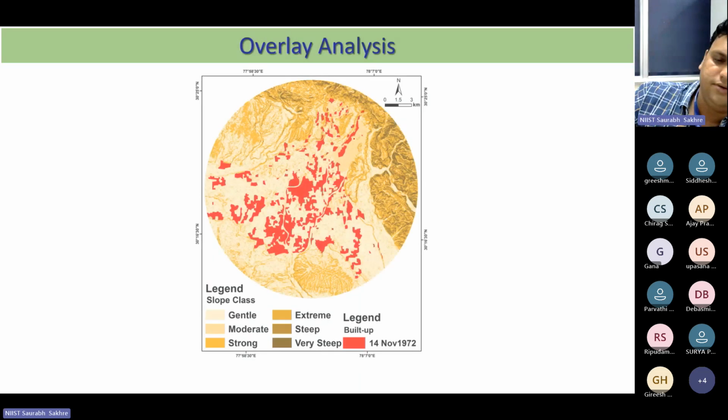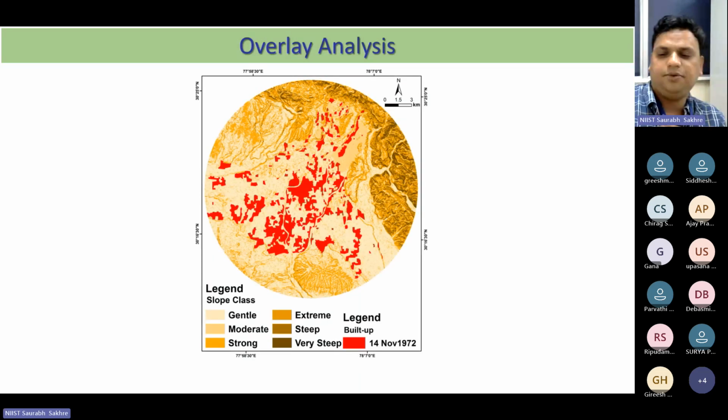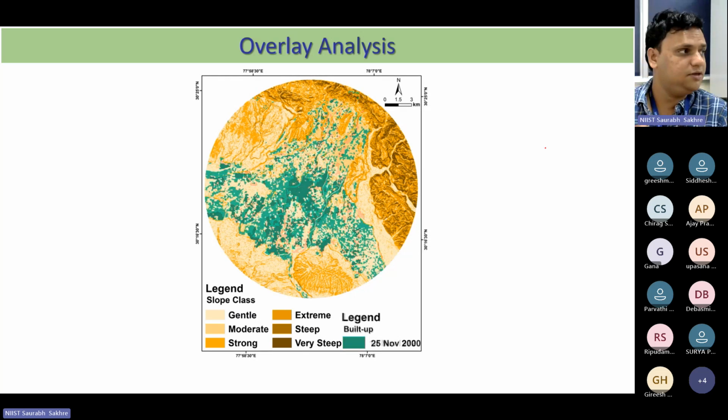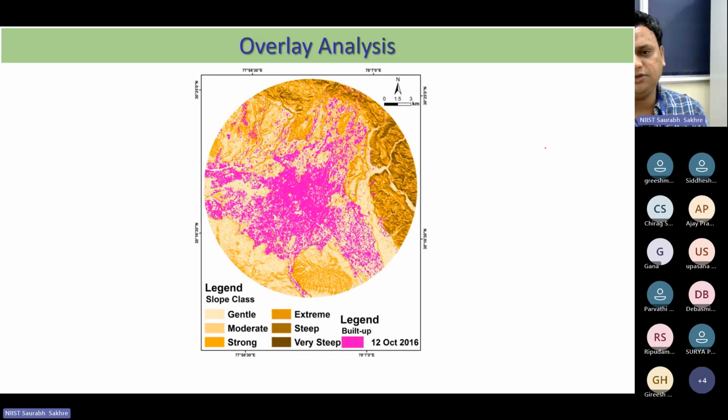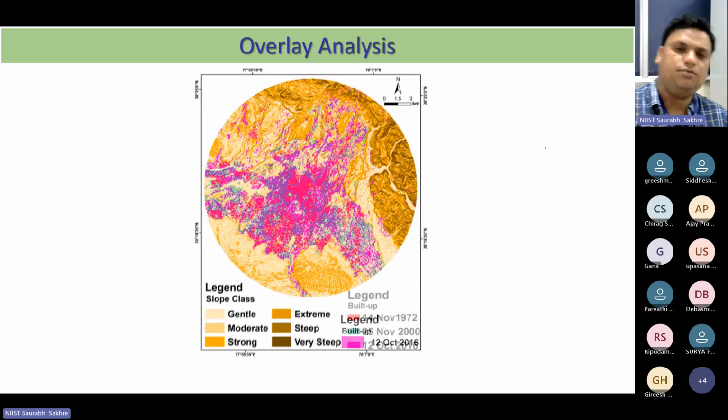So here what you are seeing is the built-up of 14 November 1972 superimposed over the slope classes. This is the built-up of 25th November 2000 superimposed on slope classes, and the same for built-up of 12th October 2016. And this is the combination of all.